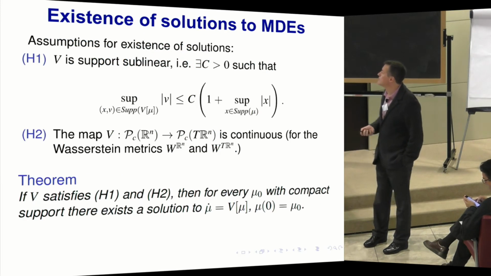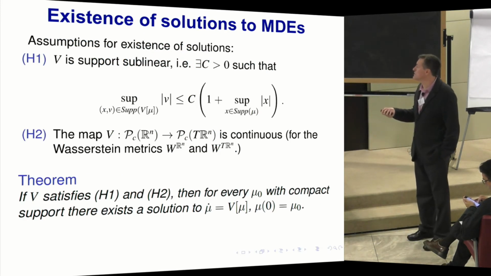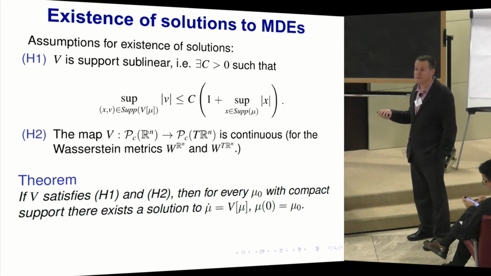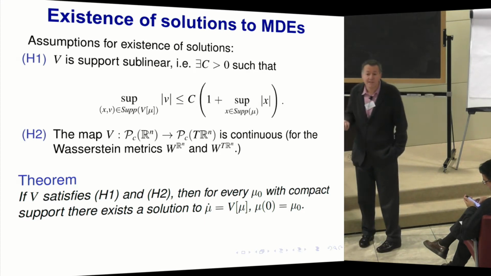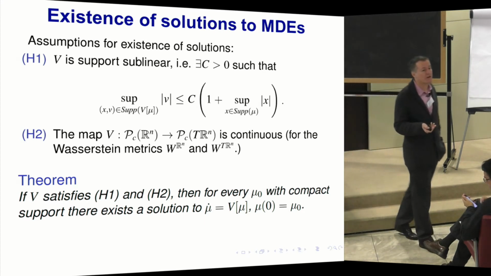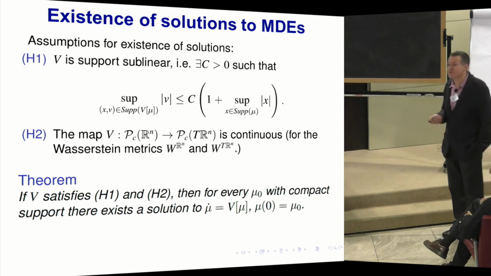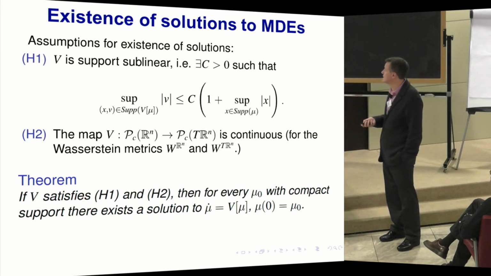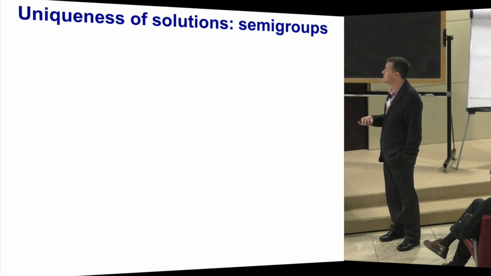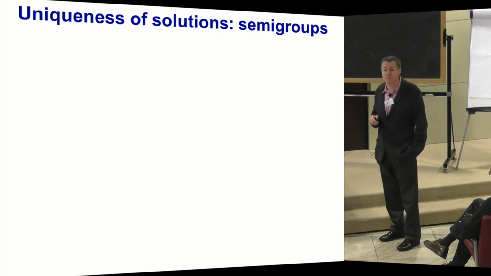And what you can prove is that under these two conditions, you can pass to the limit. There are subsequences that converge, and they converge to a solution to this measured differential equation. As I said, existence is easy, and this is just one possible way of achieving it. But the more interesting question is, can we come up with some form of uniqueness? And uniqueness will be discussed at the level of semigroup.